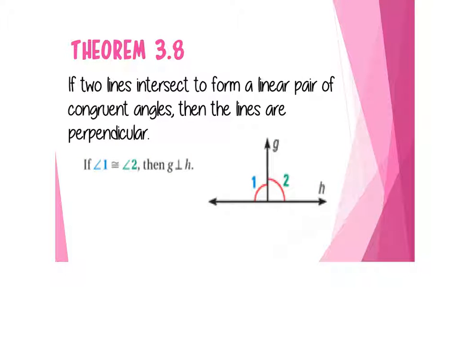Okay, so again, theorem 3.8 states that if two lines intersect to form a linear pair of congruent angles, then the lines are perpendicular. So we know a linear pair is 180 degrees, and if we have two angles in the linear pair that are congruent, they're each 90 degrees. And 90-degree right angles are formed by perpendicular lines. Yes, question? All right, anybody still need the slide?